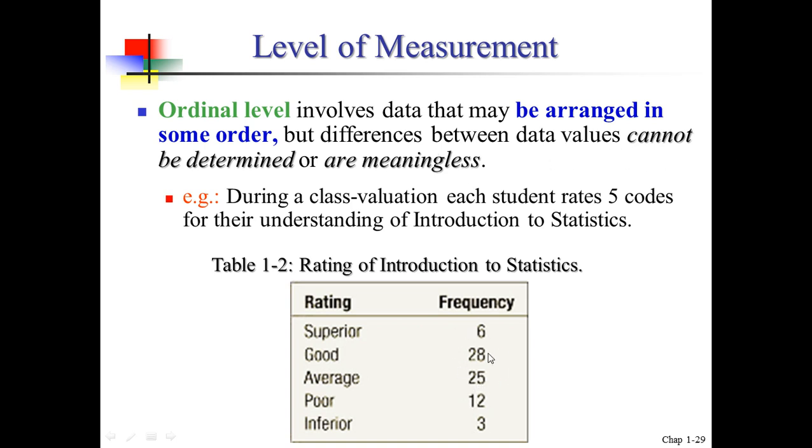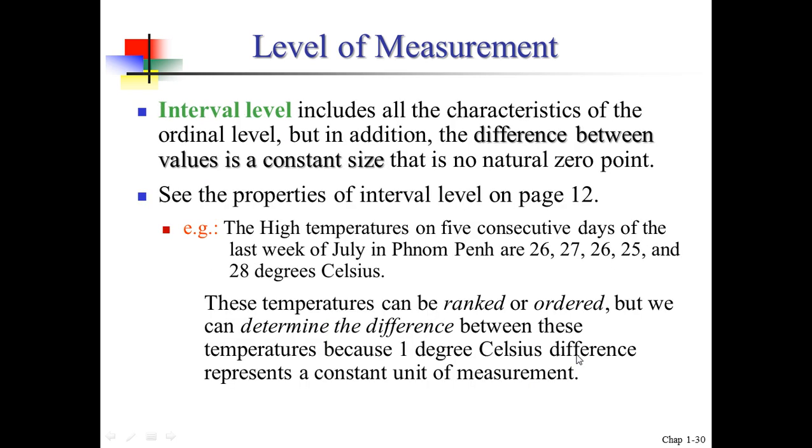I said earlier, the gap between 3 to 12, there's no meaning. 12 to 25, there's no meaning. That means no relationship to each other. That's why no meaning. But in terms of interval, the gap between one data item and the other data item must be meaningful. And those gaps from one item to the next must be the same number or the same size.